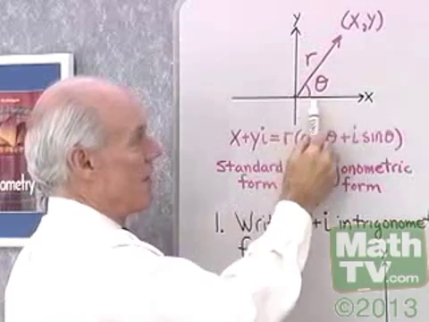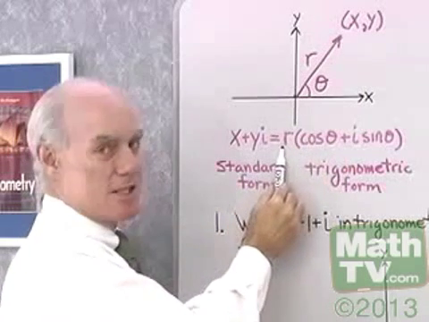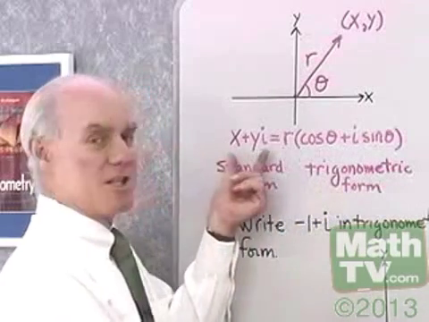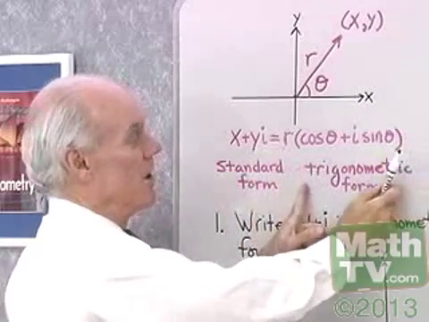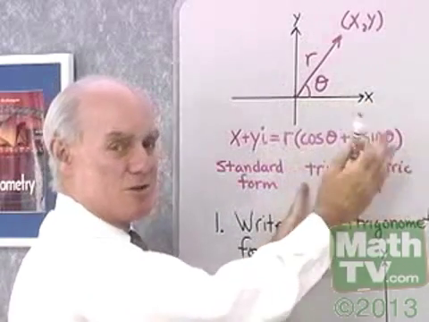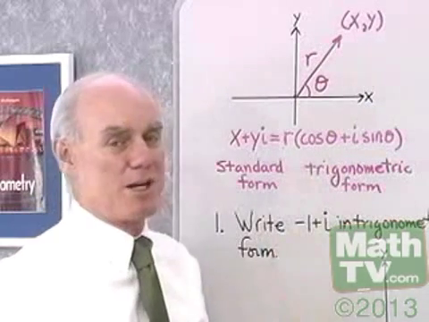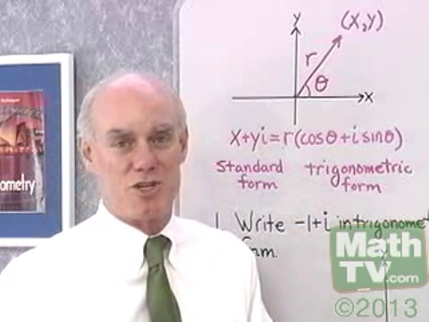So using trigonometry, I can derive the fact that x plus y times i is the same as r times (cosine theta plus i sine theta). This is in what we call standard form, and this now is in what we call trigonometric form. If you want to see the actual derivation of this, you'll have to read the book. But it's all based on this diagram right here, which really goes back to our simple definition for the trigonometric functions from either Chapter 1 or Chapter 2.